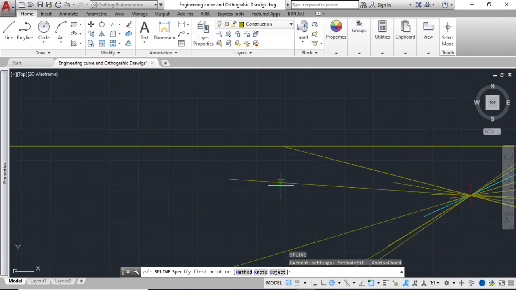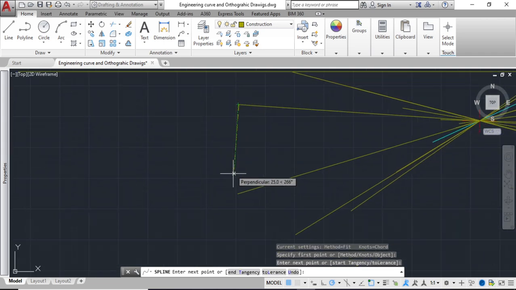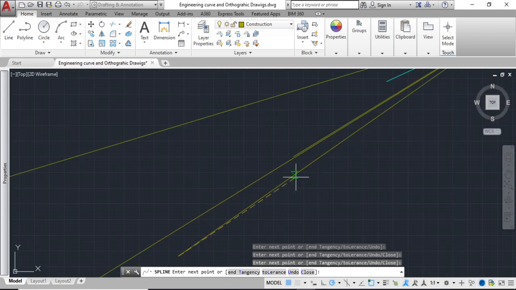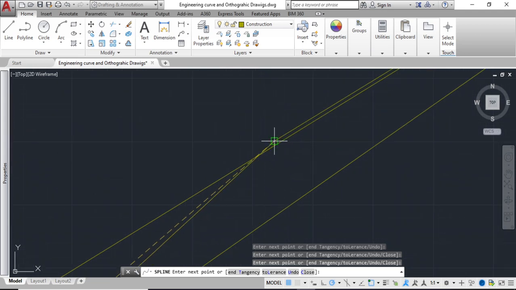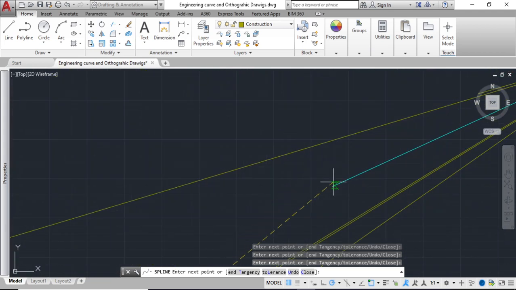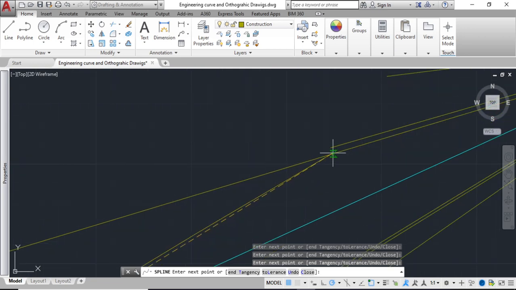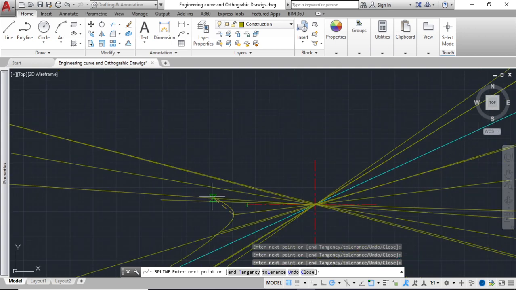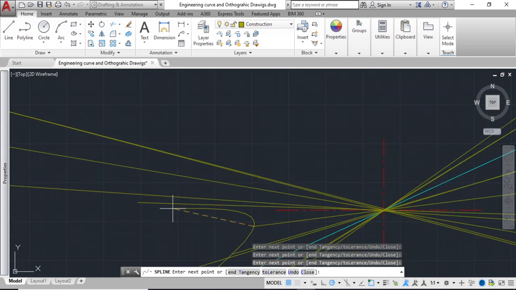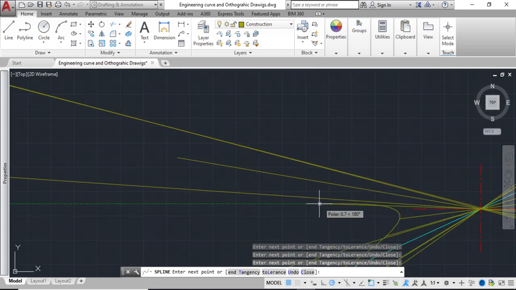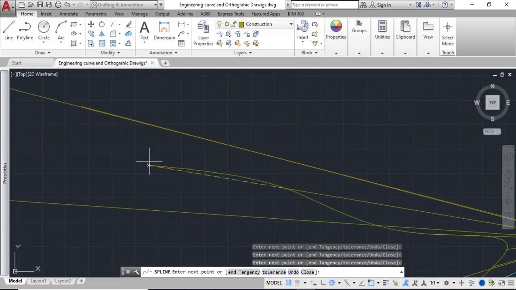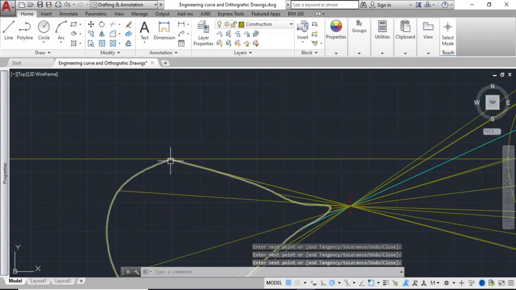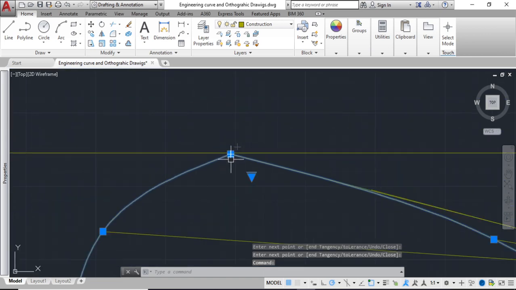SPL, enter. Connect all the points now. All the edges that extend to 180. Just zoom in to find the others. Boom. And this one here. This one here. This one here. This one here. And there you go.